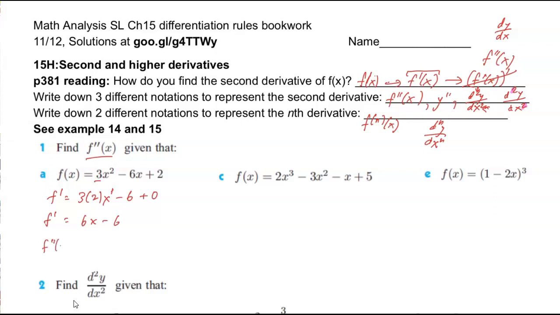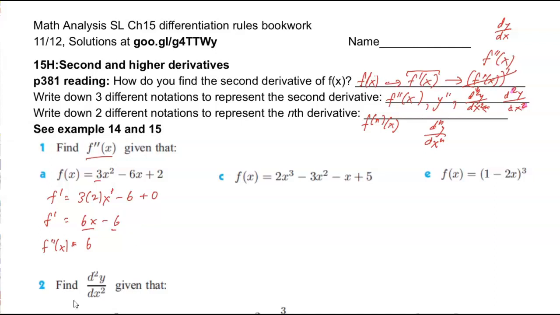What is the second derivative? The second derivative would be 6, because the second number is just negative 6, so the derivative of that is 0. So the first derivative is 6x minus 6. The second derivative is 6.